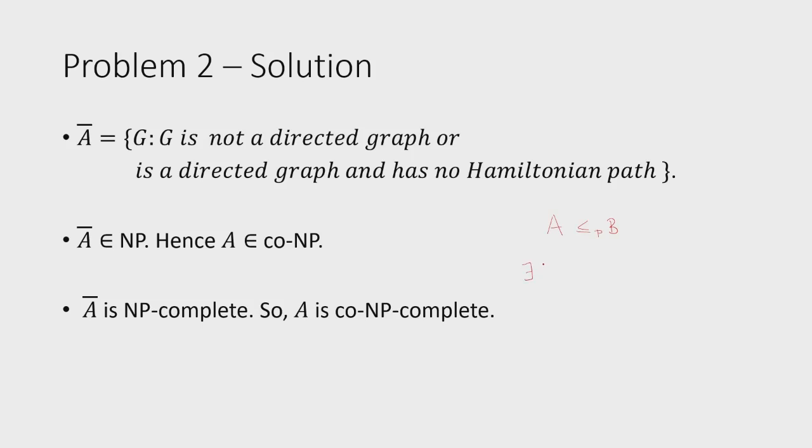This means there exists a polytime computable function f such that x is in A if and only if f of x is in B. So what does this mean? This also means that x not in A if and only if f of x not in B.